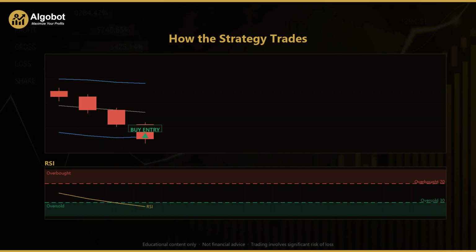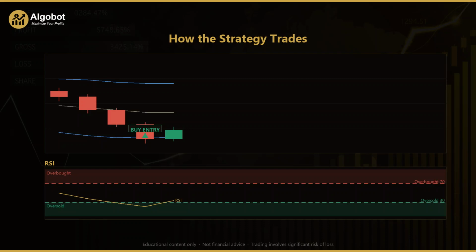Watch the opening candles. Price starts near the middle of the range and begins drifting lower, candle after candle. As it falls, notice the RSI in the lower panel sliding downward too, moving from the middle toward the green oversold zone. This tells us that downward momentum is building and the market is starting to look stretched.